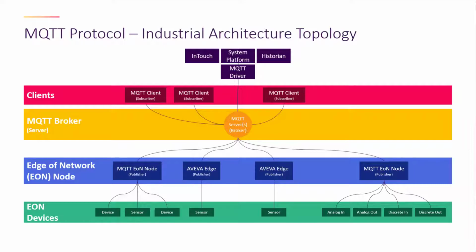And in MQTT, those things are called topics. Basically, topics are whatever you're interested in, such as just the temperatures from all these devices. So you don't have to subscribe to everything.